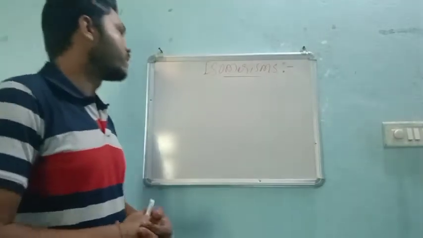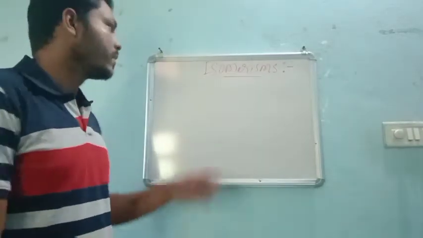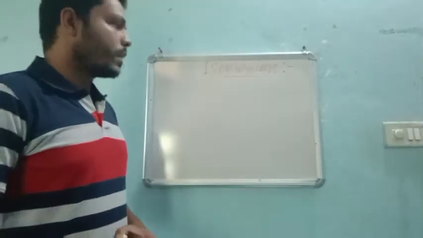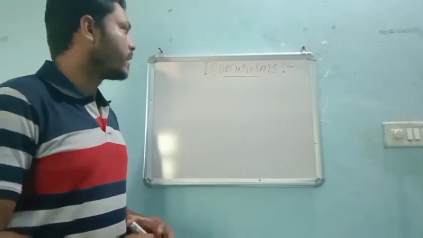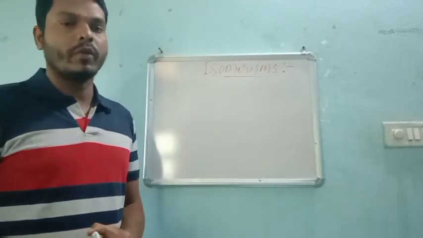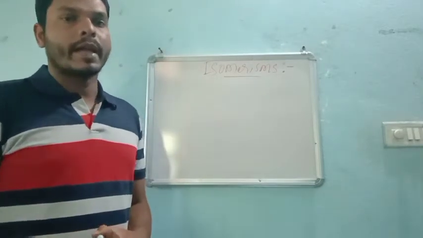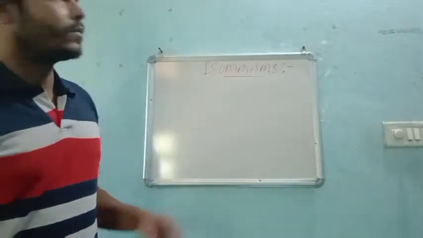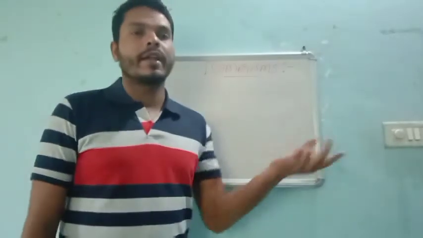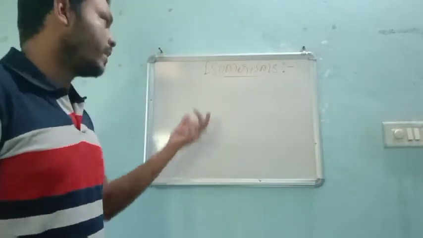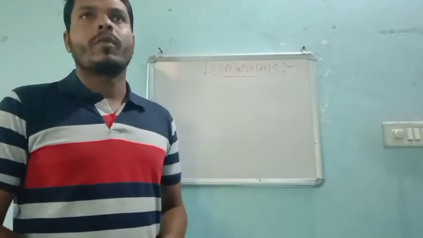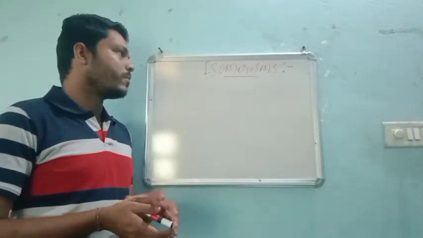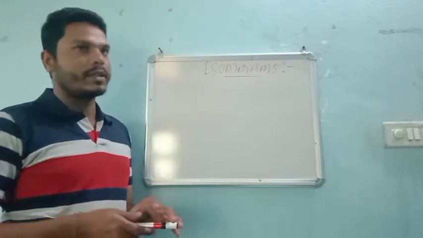In today's class, we will be dealing with isomerisms. In the first class itself, what I said is there are two unique characters of carbon. One is catenation, and the other one is isomerism. So, we will be dealing with the second unique character of carbon, that is isomerisms. What are these isomerisms, and what are the types we have? We will see everything, right?